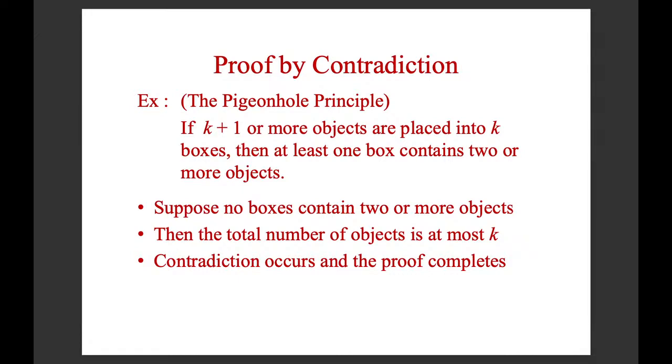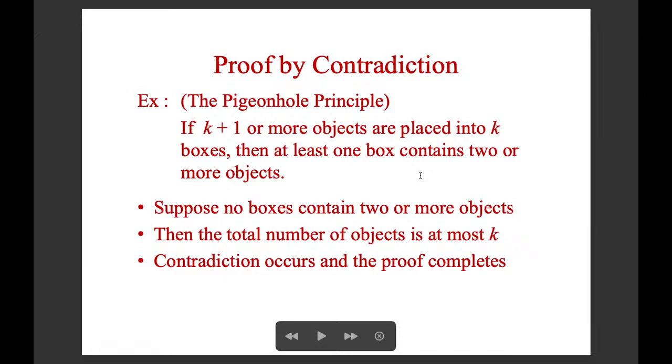Another example is the pigeonhole principle. This principle says if we have k plus 1 or more objects, and these objects need to be distributed into k boxes, then no matter what happens, one of these boxes must have 2 or more objects. To prove this is super easy, proof by contradiction. So we suppose that this is wrong.